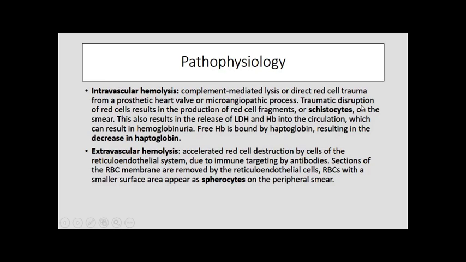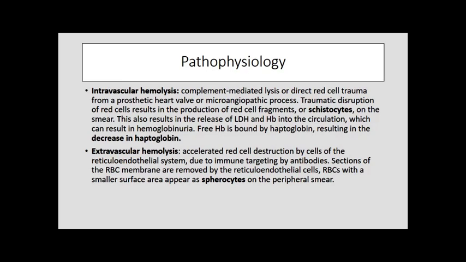People are going to have traumatic disruption of the red cell, producing red cell fragments. Okay? You are breaking down the red cells, forming what are called schistocytes. So it's very important that you know this concept. And a schistocyte is a red cell fragment that normally appears when there is intravascular hemolysis.